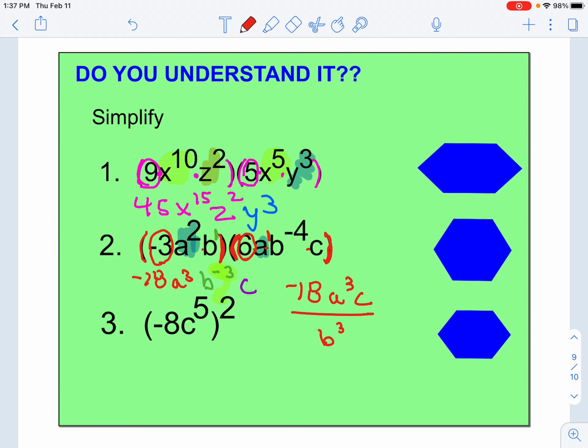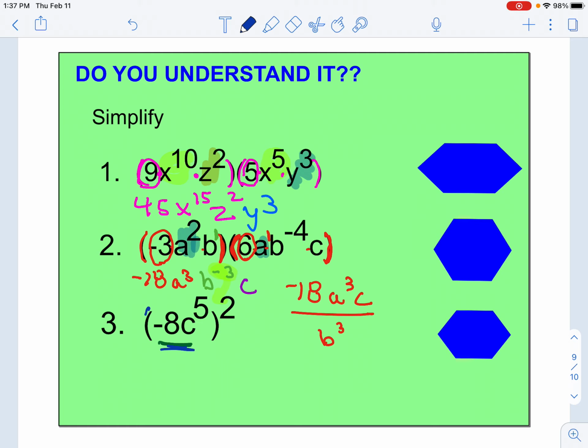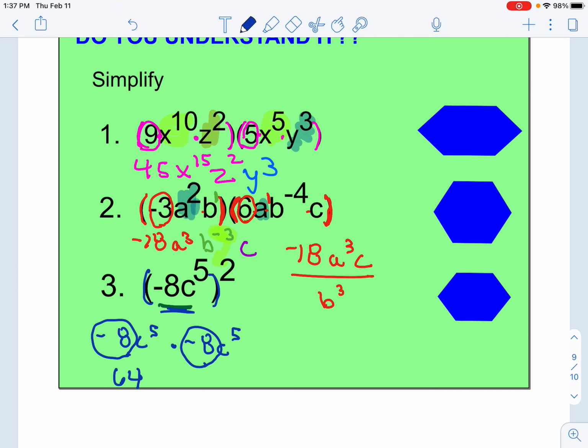And last but not least, we have number 3. So we are taking this right here, and we are raising all of that to the 2nd power. And if you feel more comfortable, you can start writing it out. That means -8c to the 5th multiplied with itself, that same base, twice. So you get -8 times -8 when you're multiplying this together, and that gives you +64. C to the 5th times c to the 5th, again you have the same base, that's going to give you c to the 10th.